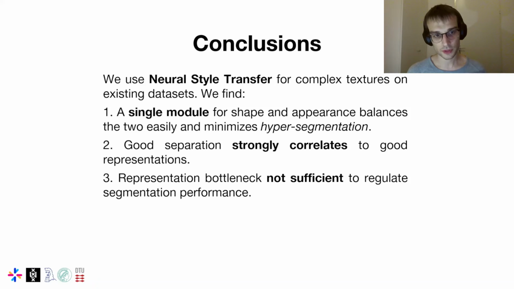So in conclusion, we have observed that MONet struggles to balance the two modules that separately reconstruct shape and visual appearance during training, while slot attention finds this balance more easily and therefore avoids hypersegmenting the input using a single module. Good separation is strongly correlated with having the model learn good representations. And finally, during optimization of the models, we have confirmed that the representation bottleneck is not a sufficient mechanism to regulate segmentation performance.